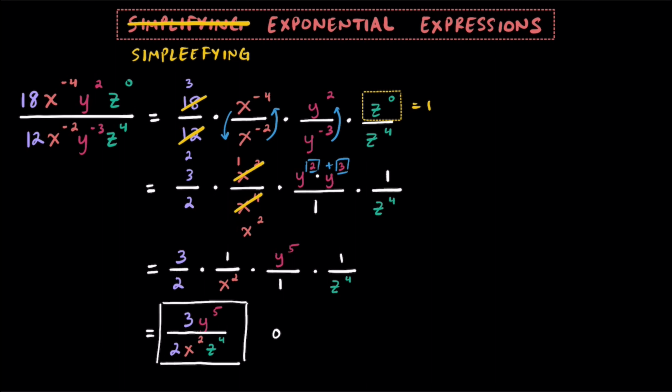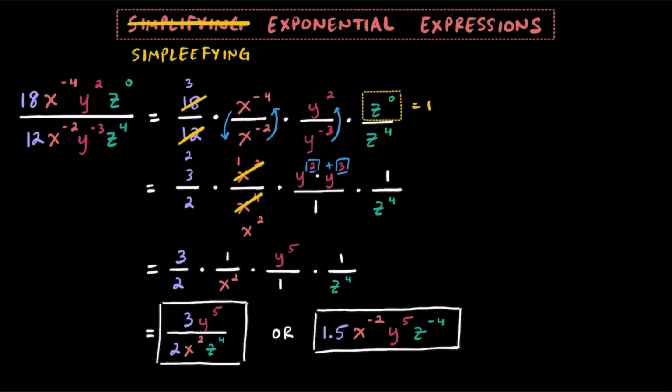Now let's just say you had to rewrite this using no fraction bars. What you could do is take 3 divided by 2, and that would be 1.5. And then this x to the 2nd power would move up to the top. That would be x to the negative 2nd power. And then we have that y to the 5th power that's already on top, so that's just going to stay the same. And that z to the 4th power on the bottom, if it were to move up to the numerator, becomes z to the negative 4th power. So this would be an equivalent expression that means the same thing. It just has no fraction bar, but it does have negative exponents.